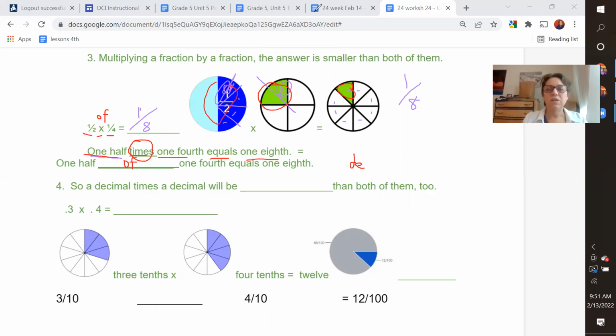I'm going to switch to orange. So a decimal times a decimal will be what than both of them? So I want you to write bigger or smaller here, right? So of course, this is smaller. So you should write here, smaller. Okay. And next, we can say 0.3.